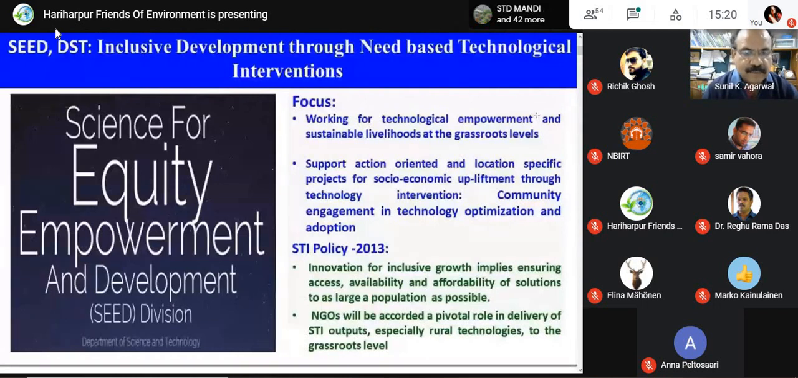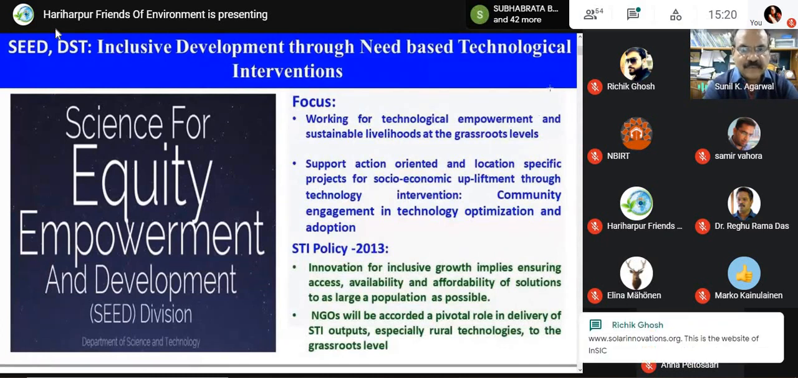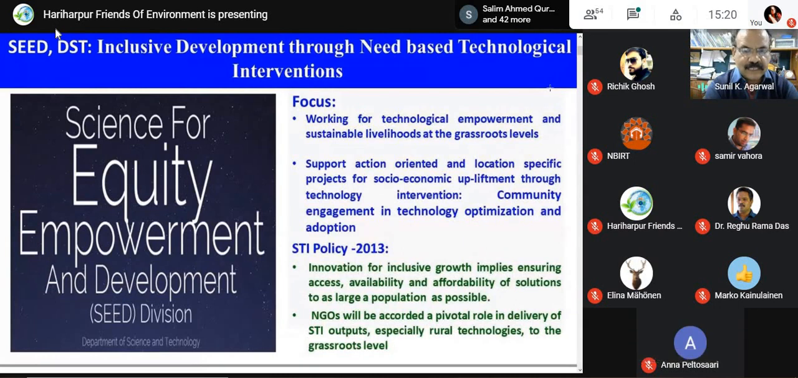In Department of Science and Technology, we have one division, Science for Equity, Empowerment and Development Division, where we support technology-oriented programs and projects, particularly at the grassroots level, involving academic institutions, R&D labs, as well as science-based NGOs, which you see here. Richik has mentioned 26 core-supported organizations, which are working under the TARA scheme of Department of Science and Technology. They receive long-term support, work at the grassroots level, and address the local challenges through technological solutions, maybe farm or non-farm sector, renewable energy, water, and so on.